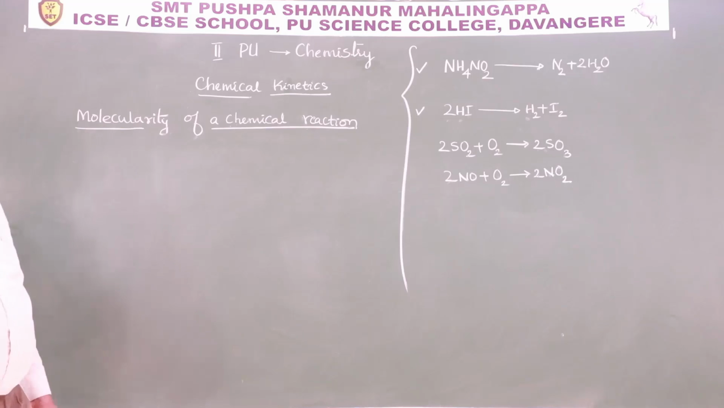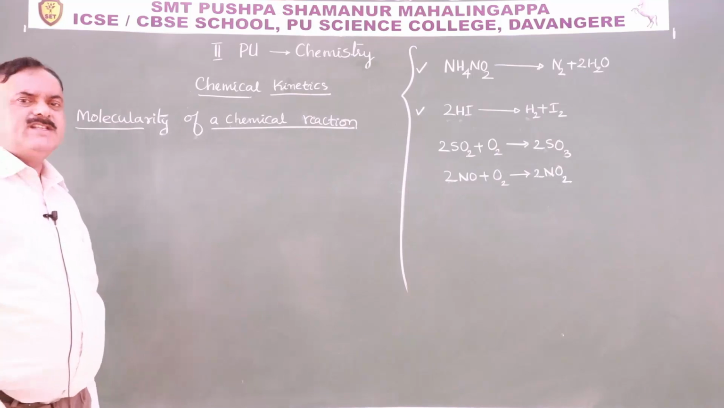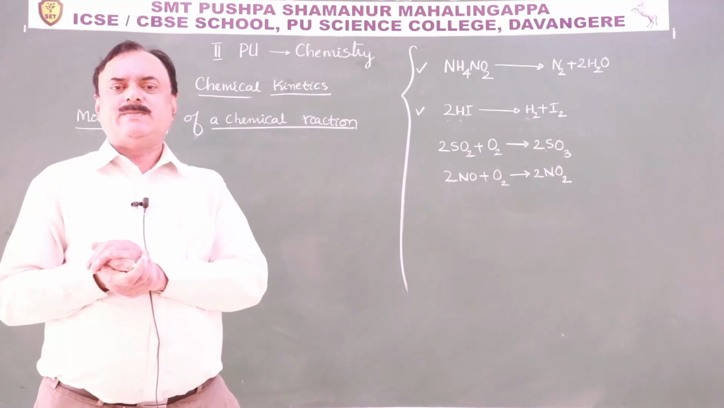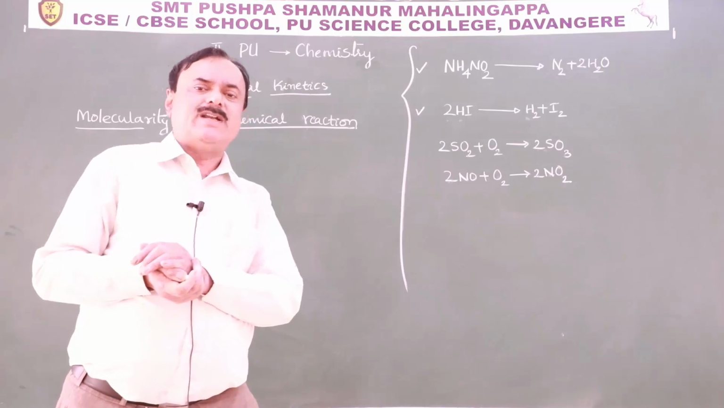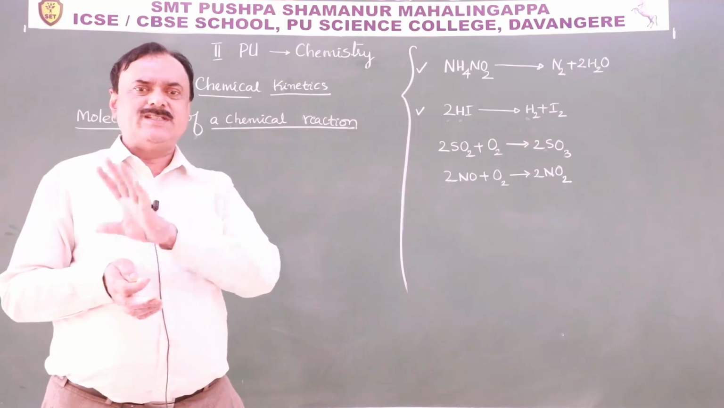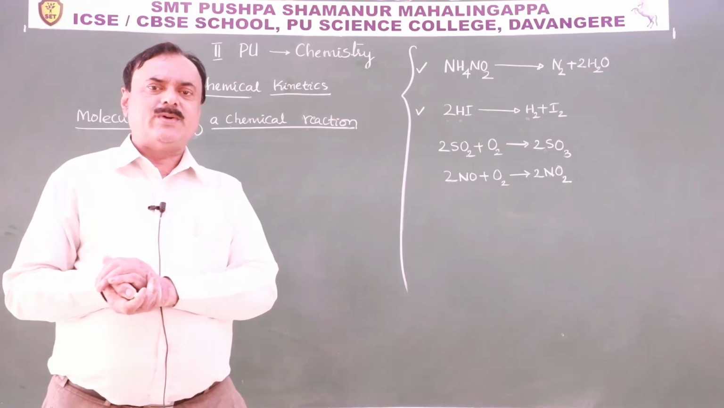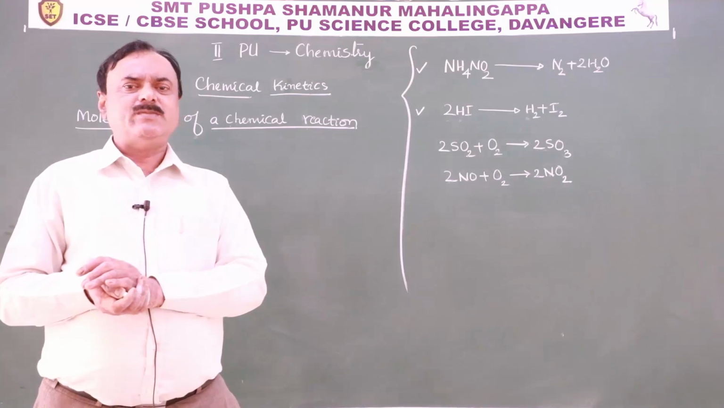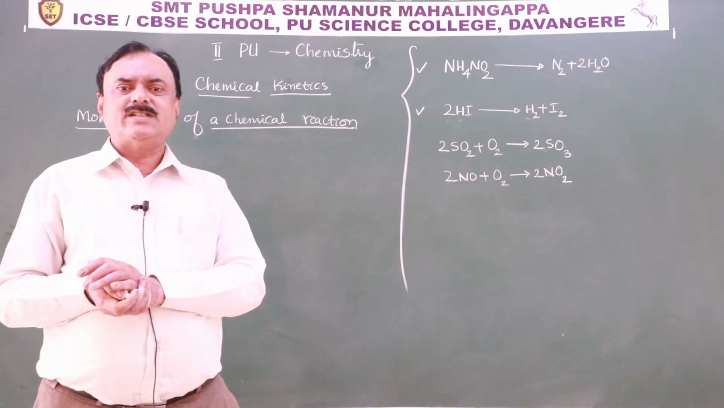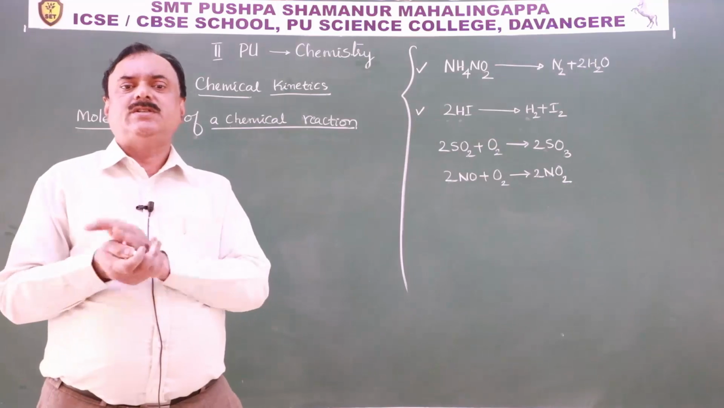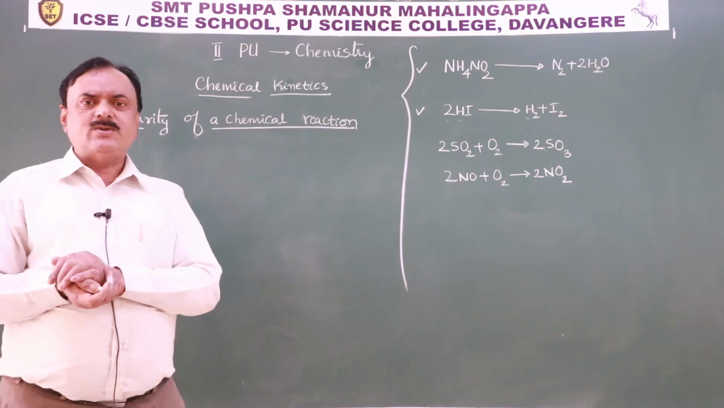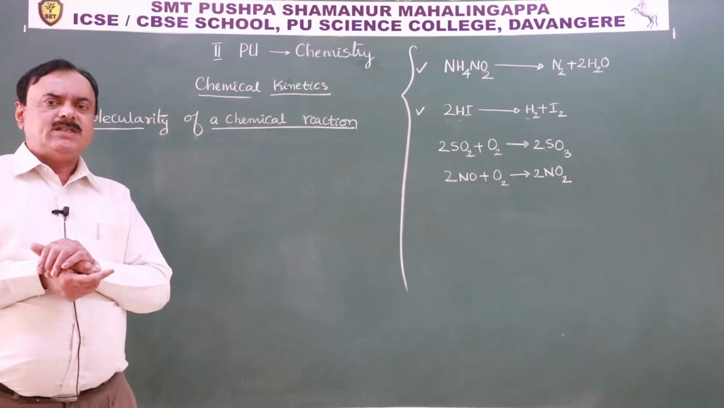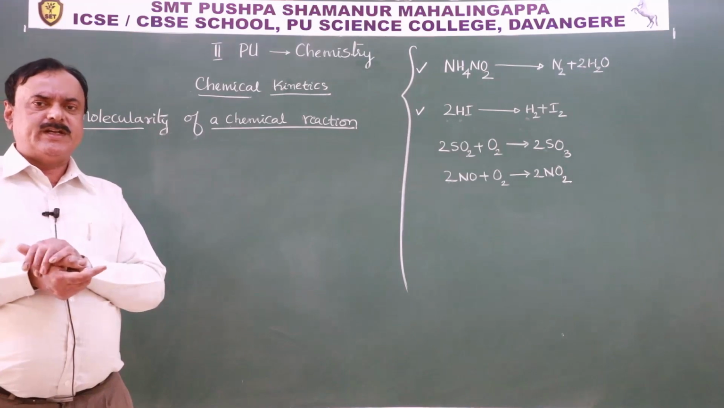Now, what do you mean by molecularity of a chemical reaction? Simply speaking, it is nothing but the number of reacting molecules participating in the chemical reaction in the balanced chemical equation for the reaction. This is a crude definition of molecularity. When are the products formed? The reacting molecules undergo collisions, two simultaneous collisions. Then they are ready to give the product.